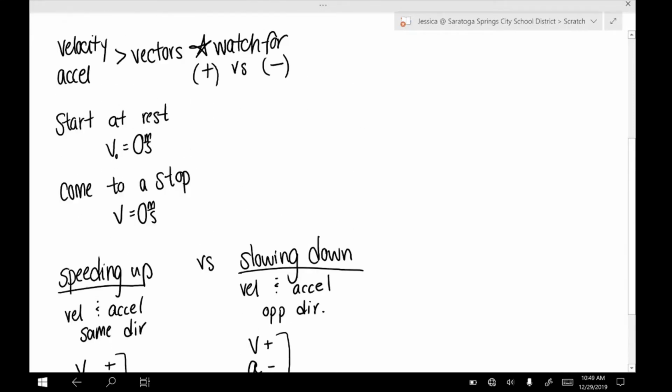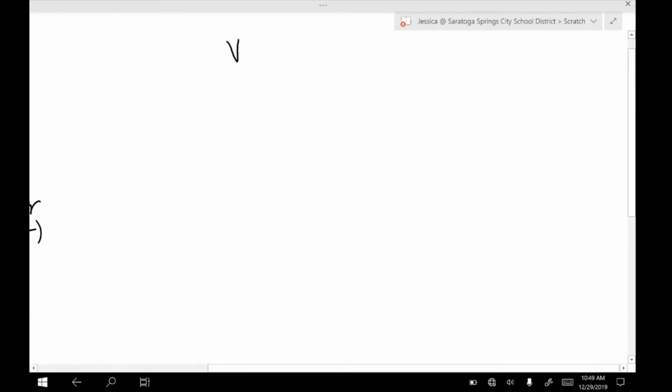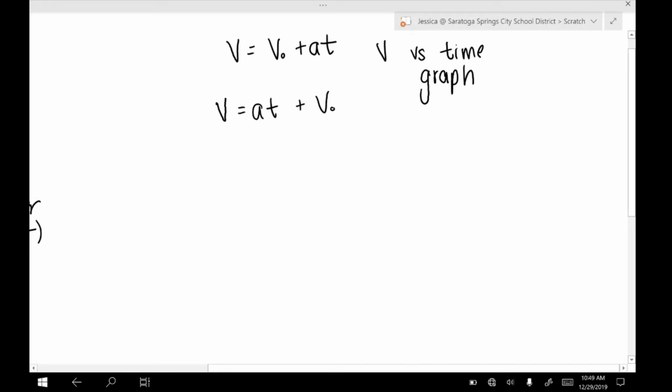Okay. So with this equation, we can also get at the velocity versus time graph. Let me write this in a slightly different format. So instead of v equals v0 plus at, I'm going to write it as v equals at plus v0, because if I write it like that, then it's a little bit easier to see that this equation can mirror the equation for a line.